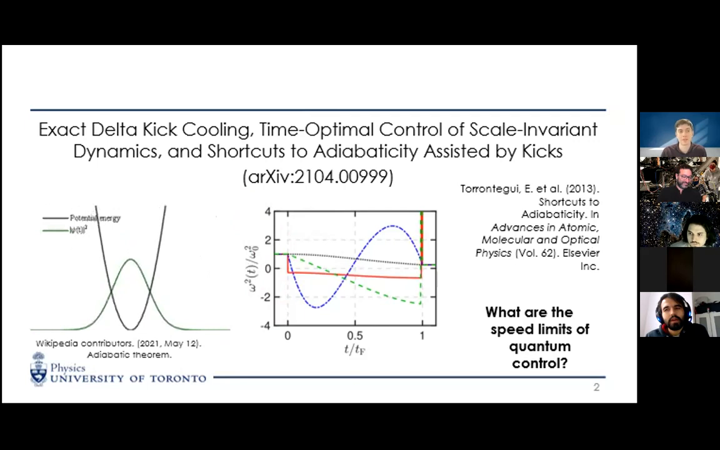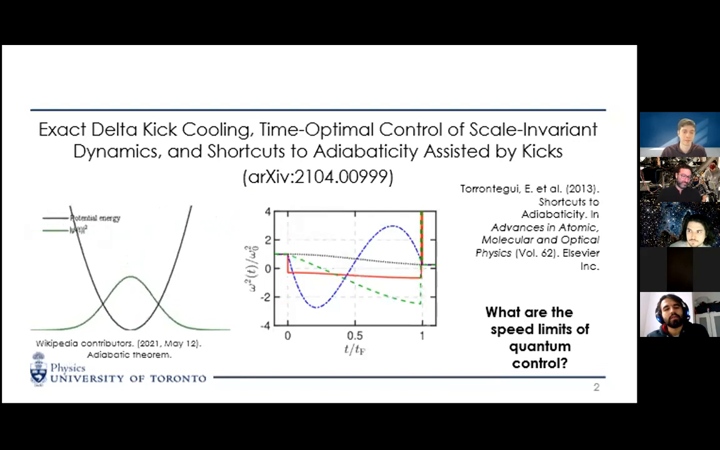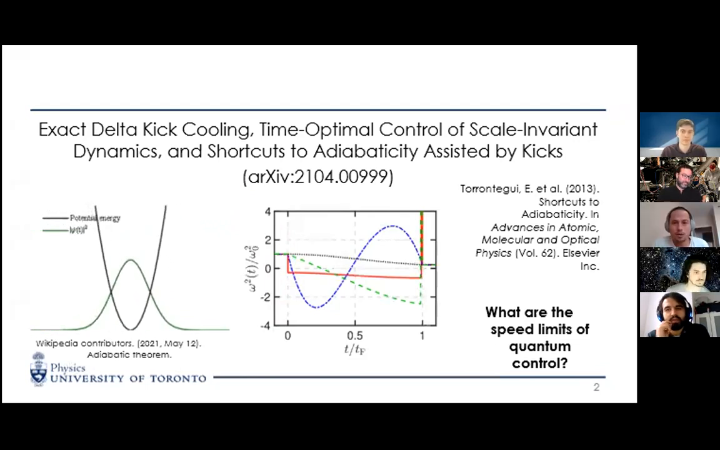So it means having an imaginary frequency, which corresponds to a repulsive potential. Minus omega squared is an inverted oscillator. We'll come back to that later in the talk. Okay, thanks.